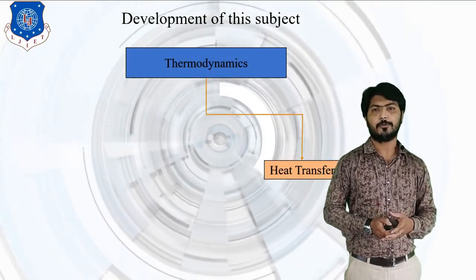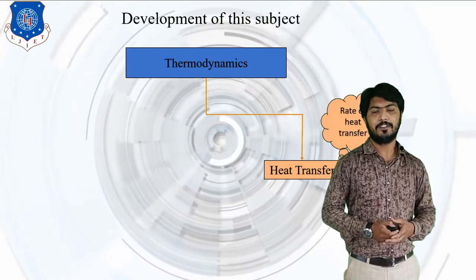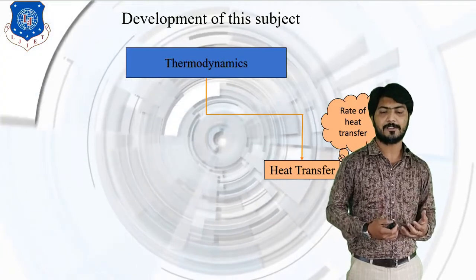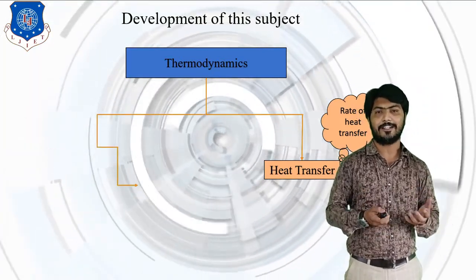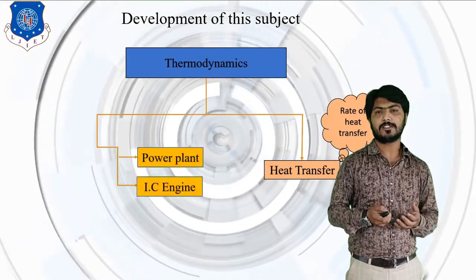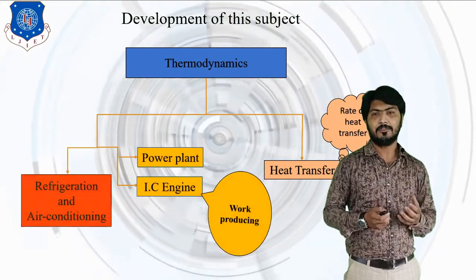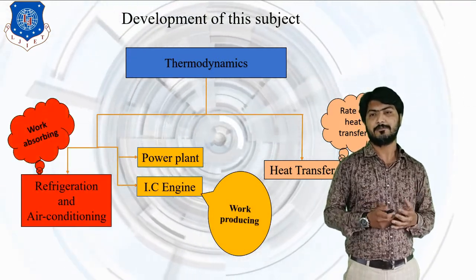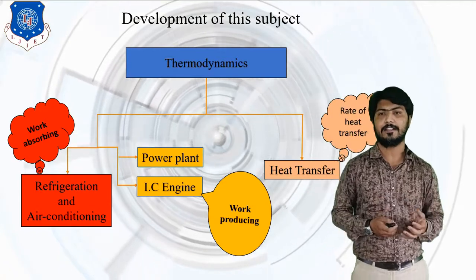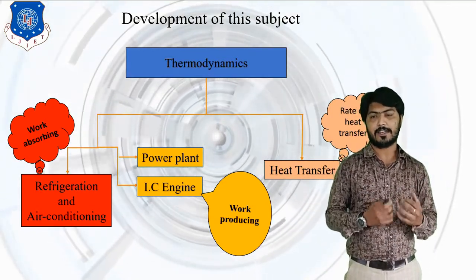It has 4 branches. First one is heat transfer. In this subject, we learn about the rate of heat transfer and the modes of heat transfer, that is conduction, convection and radiation. The other 2 subjects are power plant and IC engine, which are based on power producing cycle. Fourth subject is refrigeration and air conditioning, which is based on work absorbing cycle.